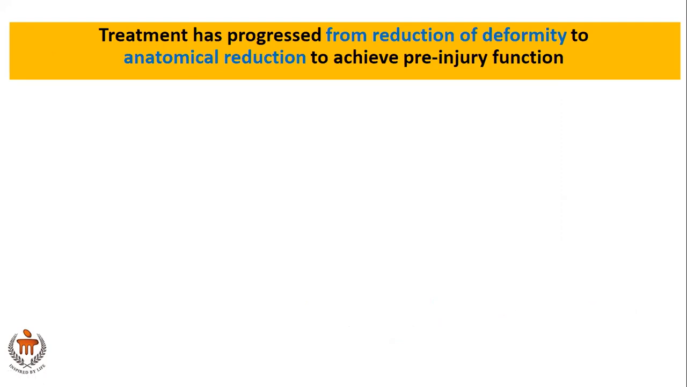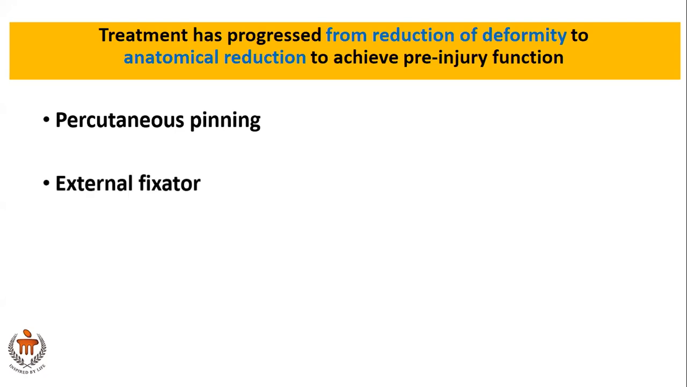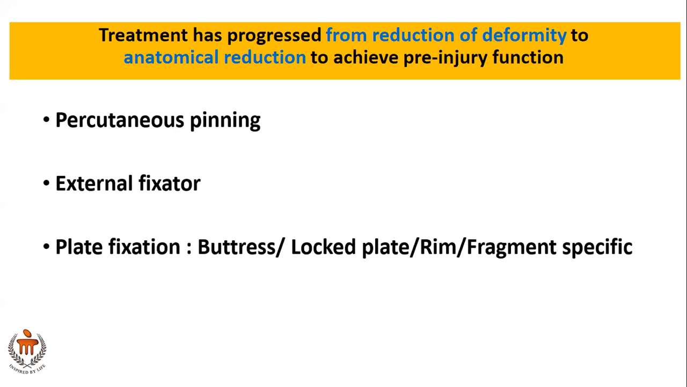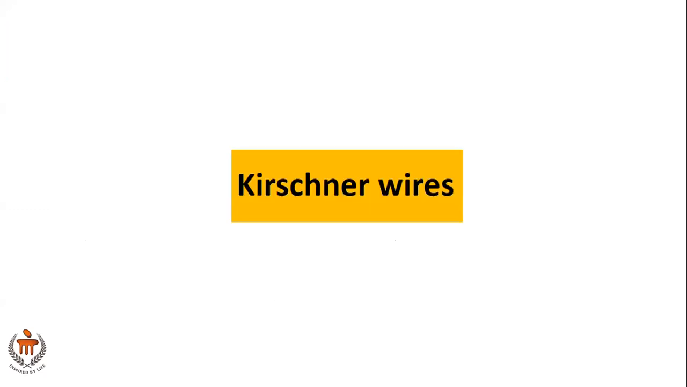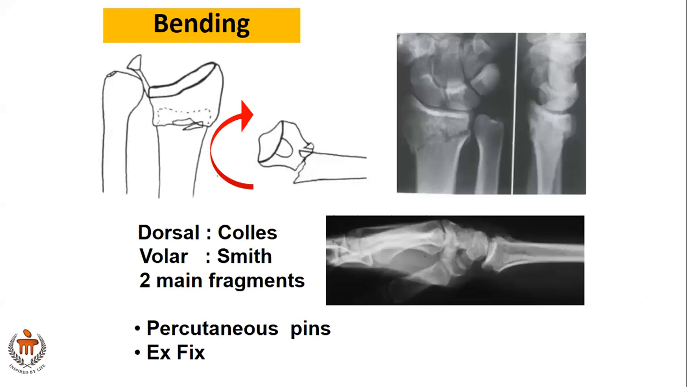Now, operative treatment has progressed from reduction of deformity to anatomical reduction, so you can achieve pre-injury function. And so various types of implants, various methods of fixing are coming into vogue. So percutaneous pinning, external fixators, various types of plates, buttress plate, locking plate, rim and fragment-specific plates, and new modalities like arthroscopic-assisted fixations, bridge plating, all these are there. So you need to choose what is best for that particular patient or for that particular pattern of fracture.